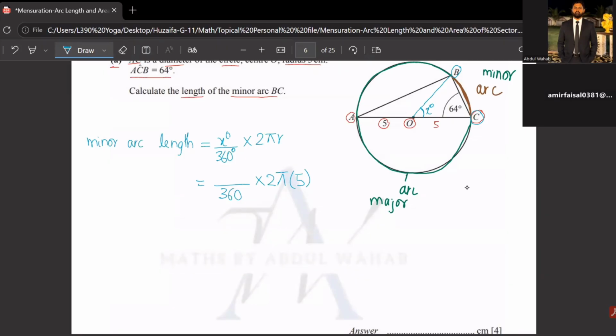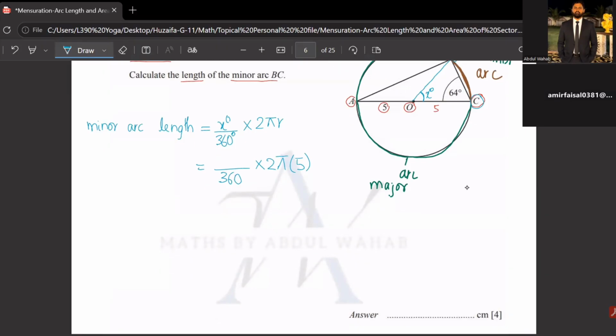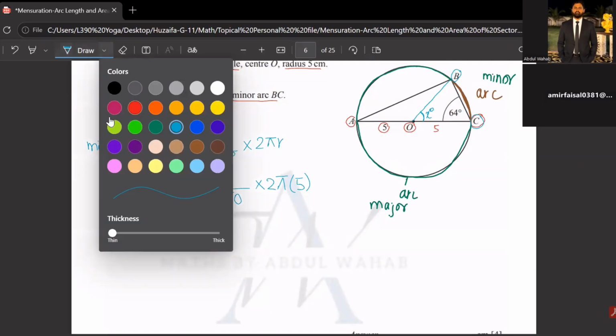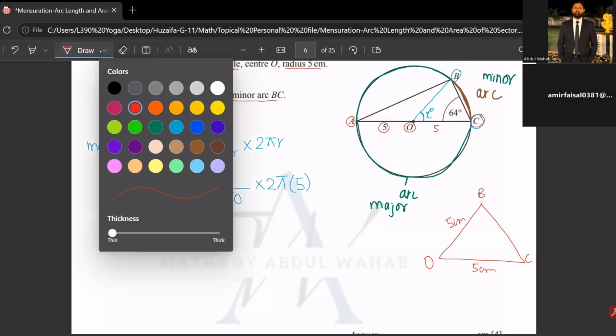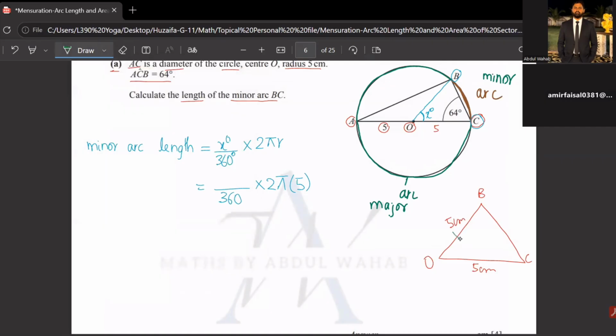So we do not take 64 as the x degree. We just take out this triangle outside and make it O, B, C. You can clearly see OC is the radius, which is 5 centimeter, and OB is also the radius, so it is also 5 centimeter. If two sides are equal, this is an isosceles triangle. Isosceles triangle means the angle opposite to this side and angle opposite to this side must be the same.